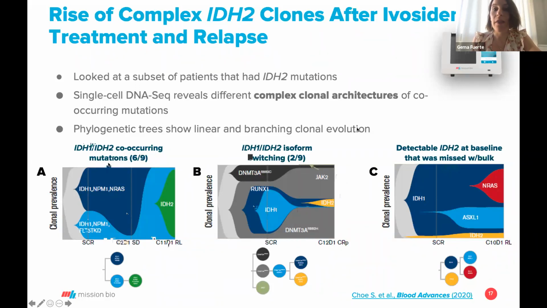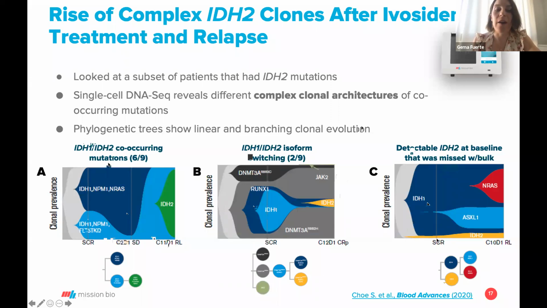So if we look at the third scenario, we can see IDH2 at this point was actually detected at baseline with single cell, but not with bulk. That is what I mentioned in the first slide. The IDH2 was present in such a small percentage that bulk couldn't detect it at this point. But with single cell, we see that actually IDH2 was present at baseline. And it is a completely different clone. You can see here, IDH2 and IDH1 are different clones.